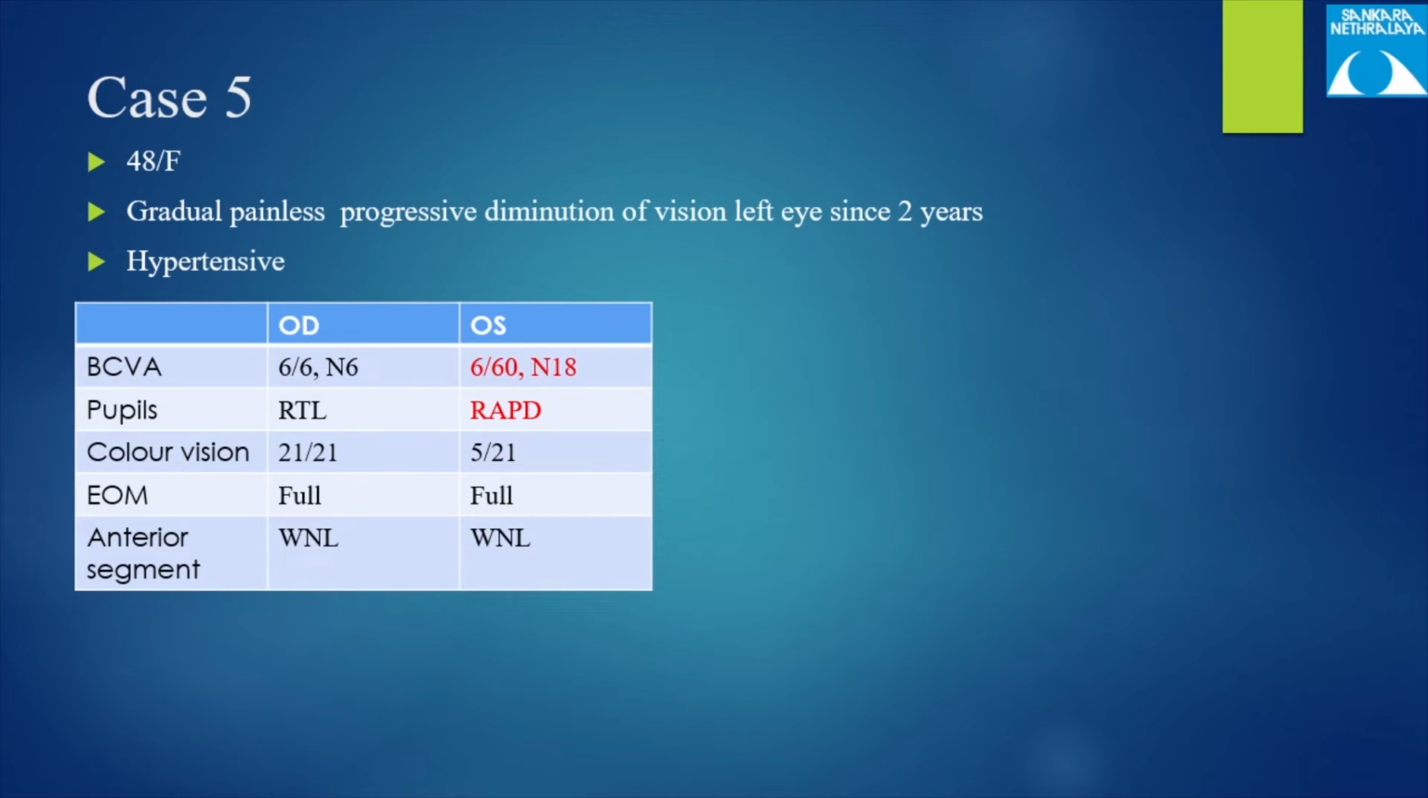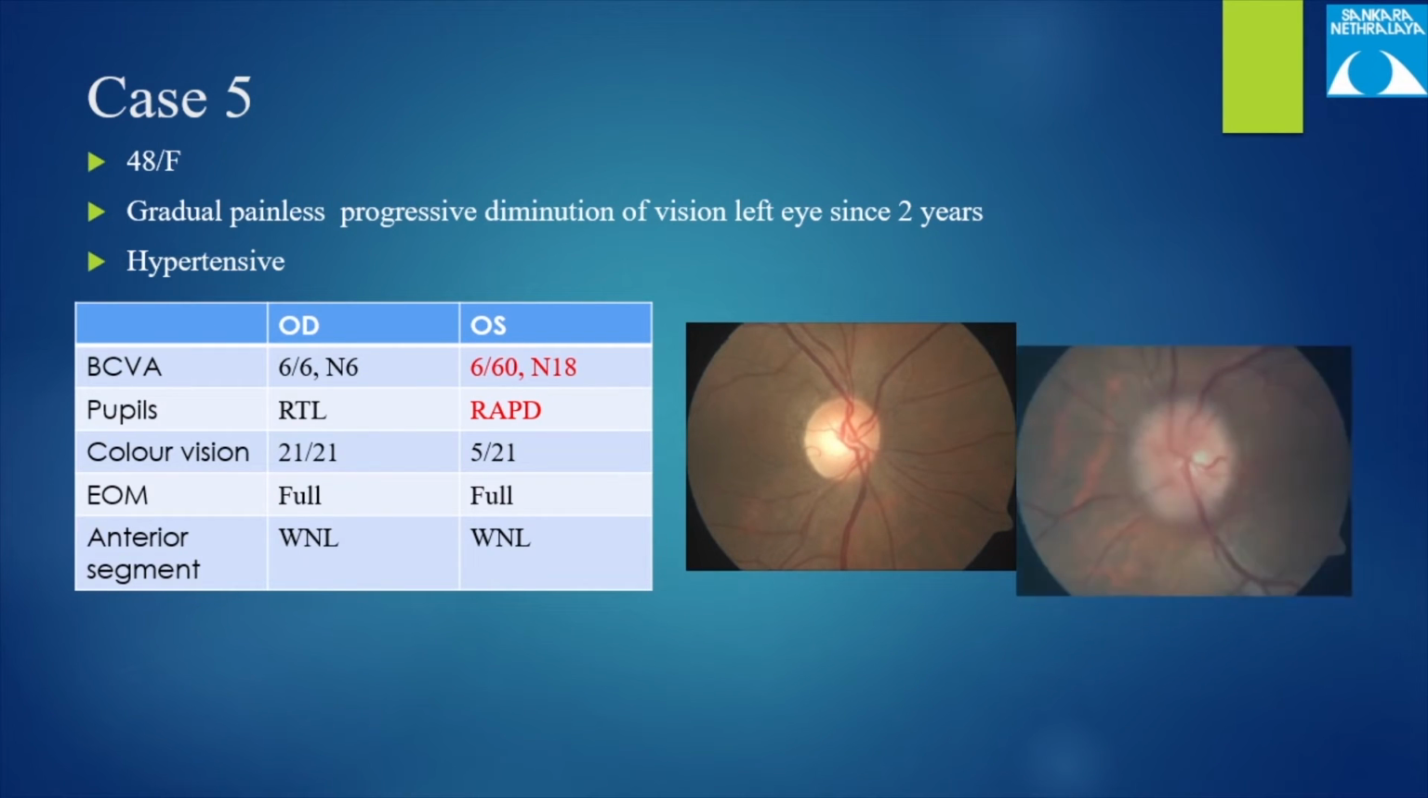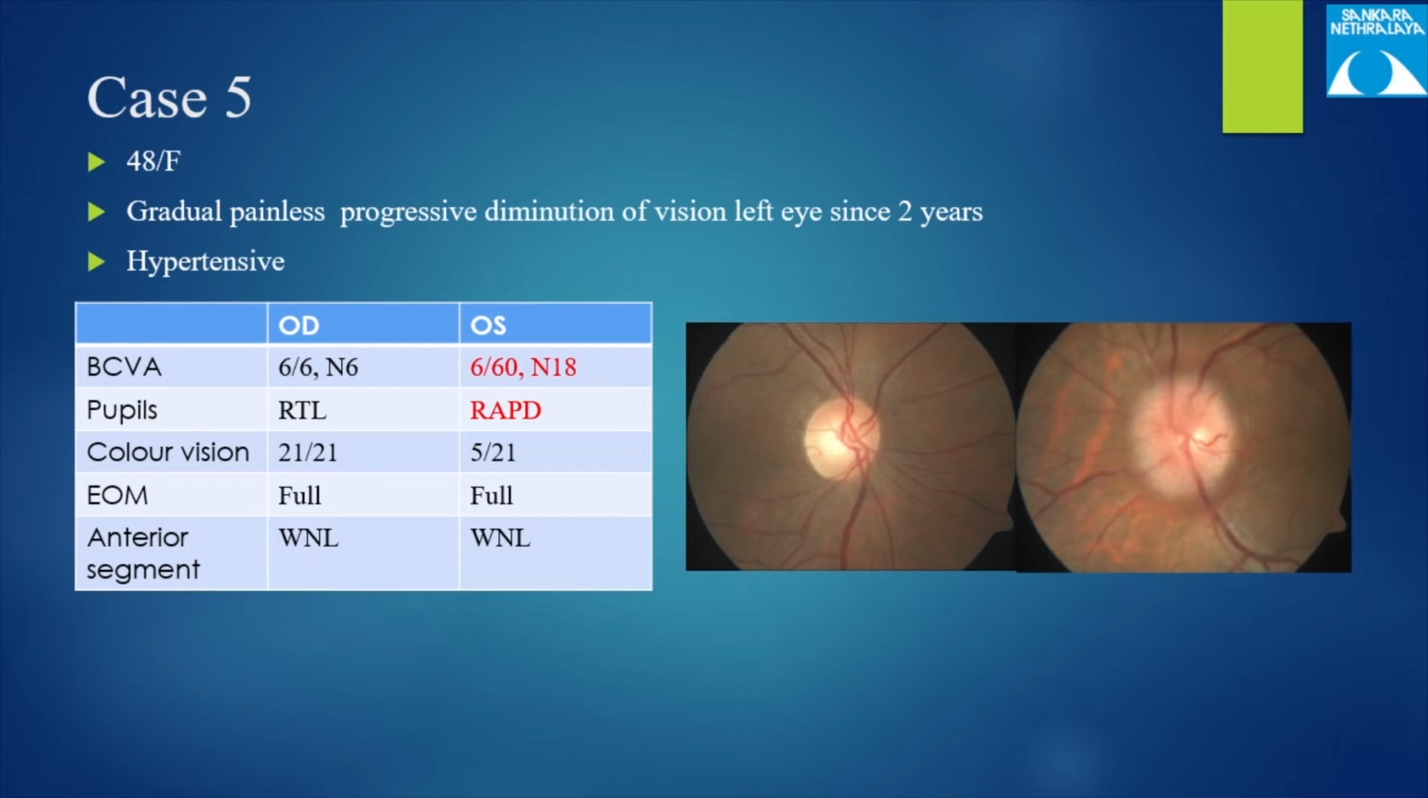Next, we have a 48-year-old female. She presents with gradual painless defective vision in the left eye since 2 years. Right eye, everything is normal. Left eye vision is defective. RAPD is there. Color vision also defective. Okay, now see, on her left eye the disc shows this kind of disc edema. So what do you think it can be? She's hypertensive. Can this be ischemic optic neuropathy?